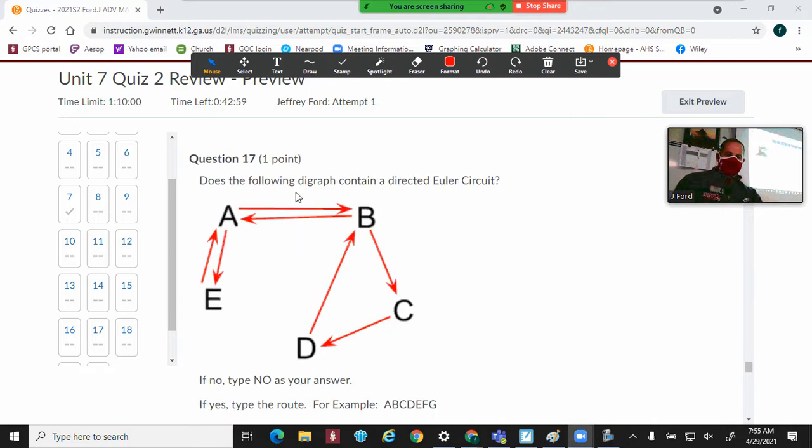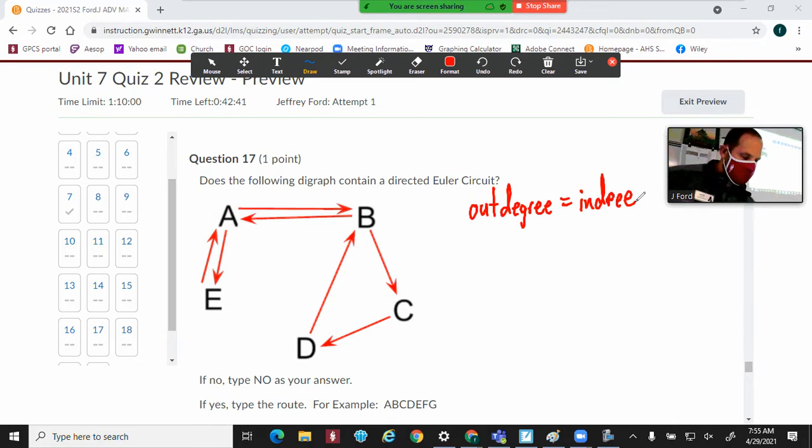All right. Does the following diagram contain a directed Euler circuit? All right, we're dealing with arrows here. Now, whenever you're dealing with arrows, remember that the out degree must match the in degree. So what that means is the amount of arrows going in have to match the amount of arrows going out. Looking at vertex A, I have 2 arrows coming in, 2 arrows going out. That works. That's a match. B, 2 arrows coming in, 2 arrows going out. That's a match. C, 1 arrow coming in, 1 arrow going out. D, 1, 1. E, 1, 1. So that means, yes, I have a circuit.